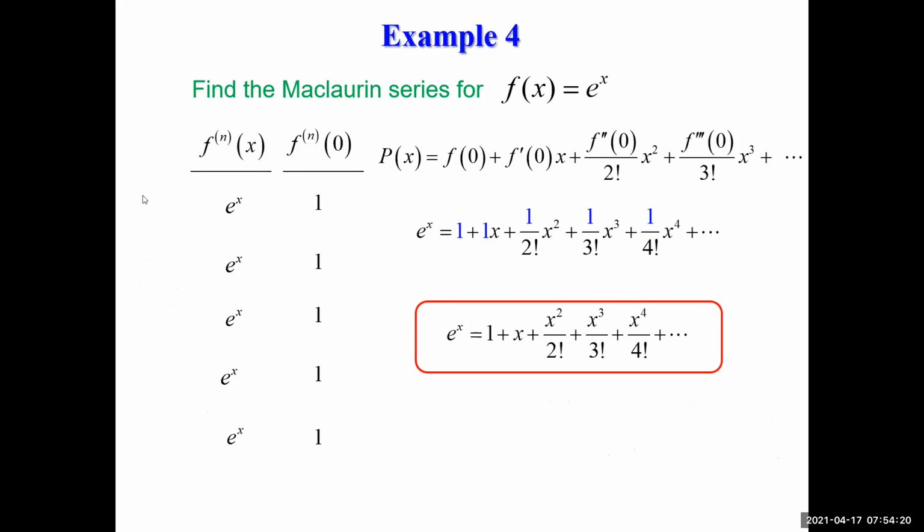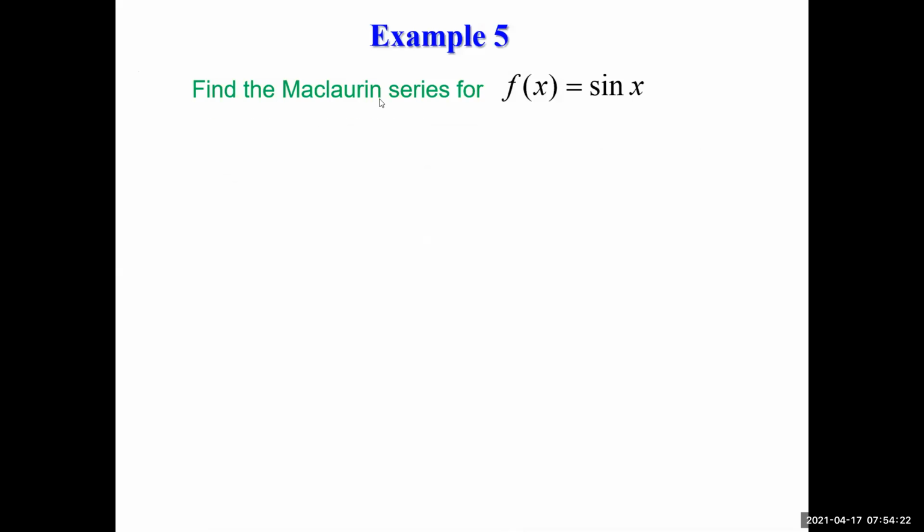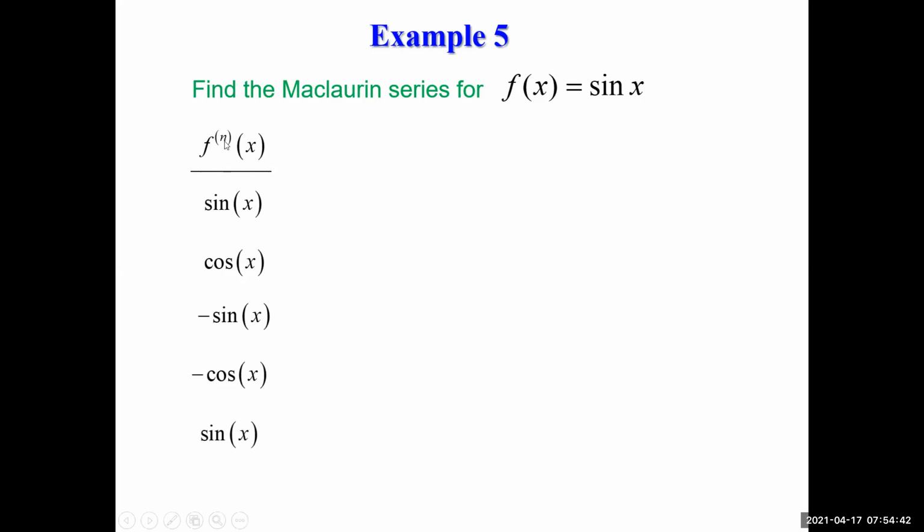Let's look at the next example. Now the next example is sine of x, by the Maclaurin series. Again, we're going to do the same thing. It's very mechanical. You start with the function sine. You take the first derivative, cosine, second derivative, negative sine, then negative cosine, and back to sine. Keep taking derivatives.